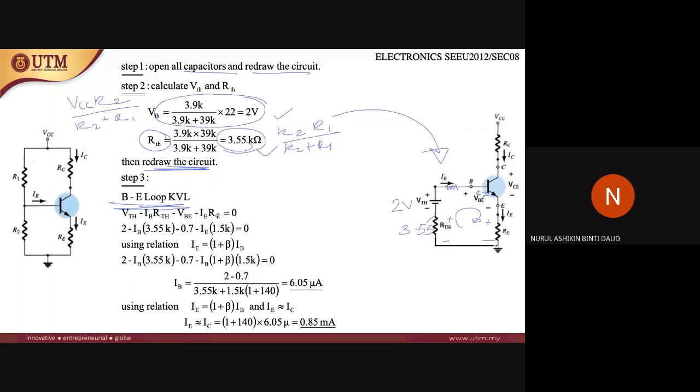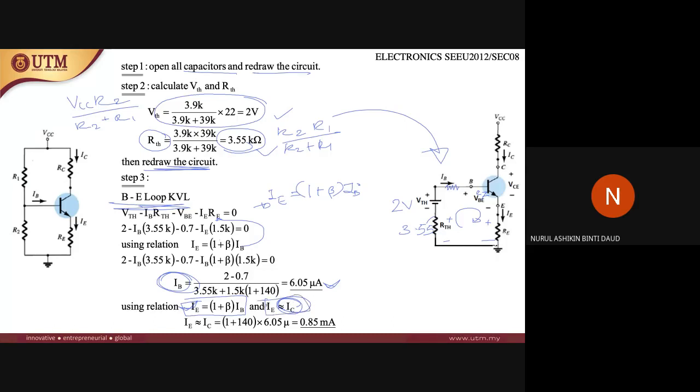And then IE RE. We know that IE is equal to (1 plus beta) IB, and then replace it inside here. Rearrange the equation, and you will get the value of IB, which is 6.05 microamps. Next, using this relation, you can find the value of IE. Once you get IE, you can straight away get IC, because IE is approximately IC.